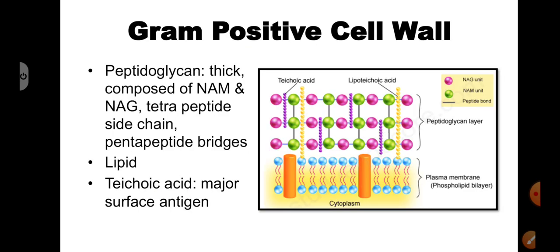Looking into the Gram-positive cell wall, it is made up of peptidoglycan, lipids and teichoic acid. You can see in this picture, the cytoplasm is bound by the plasma membrane and external to it is a cell wall. You can see there is a thick peptidoglycan, many layers of peptidoglycan made up of NAM and NAG derivatives, and you can see teichoic acid, which is a major surface antigen. There is also a lipoteichoic acid extending from the plasma membrane. This is the structure of the Gram-positive cell wall.